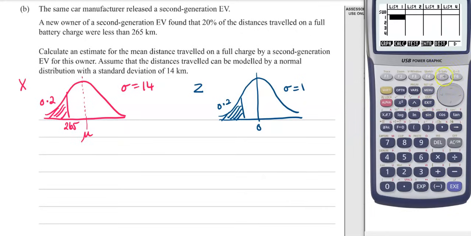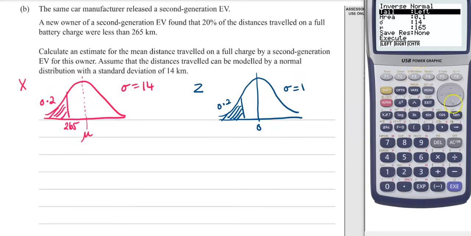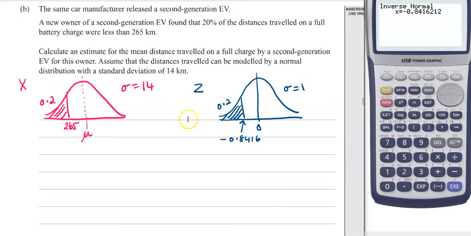set up, let's just go to normal and then inverse what value would give us that 0.2. So we've got an area of 0.2. The sigma is 1 and the mean was 0. So on the z curve, this value happens at negative 0.8416. Now on your formula sheet, you've got a whole table of values that you can read off to do that, but we use the calculator.